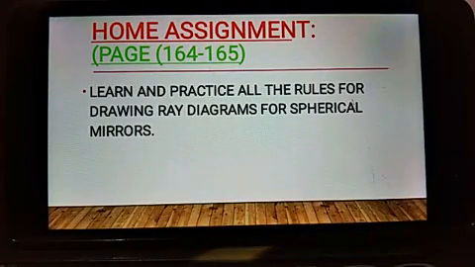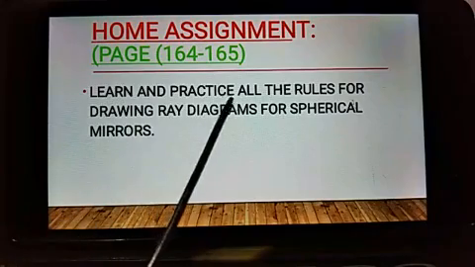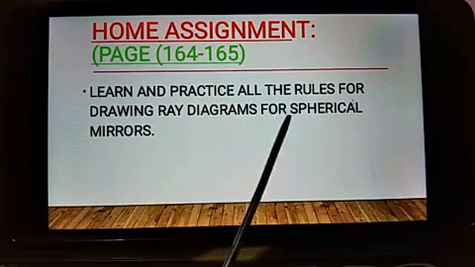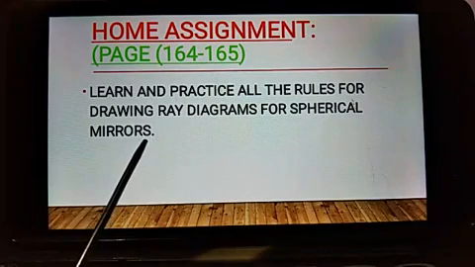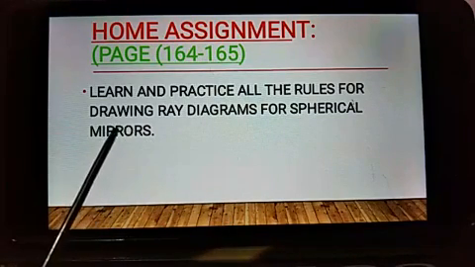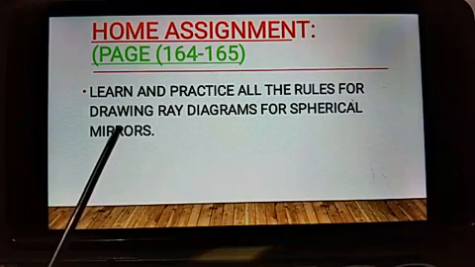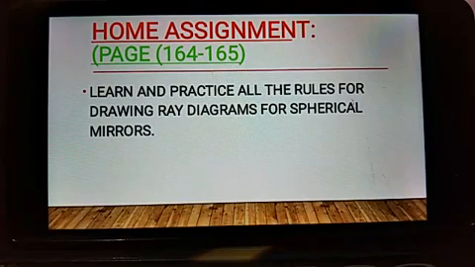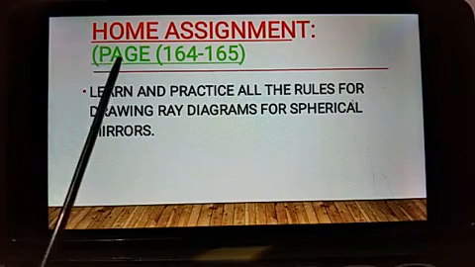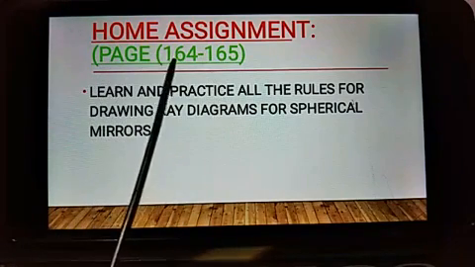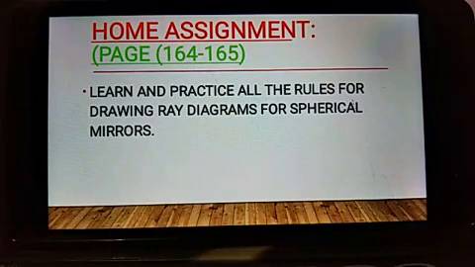So for home assignment, you have to learn and practice all the rules for drawing the ray diagrams for spherical mirrors. So better learn and practice all the 4 rules, and next day we will study how to draw the ray diagrams, or how image formation takes place in the concave mirror. And for these ray diagrams you can refer to page numbers 164 and 165 of your NCERT book. Till then, take care and thank you.